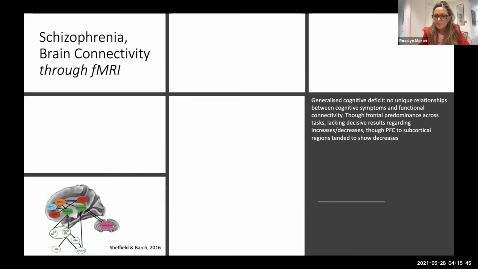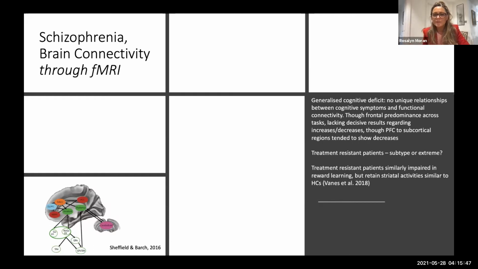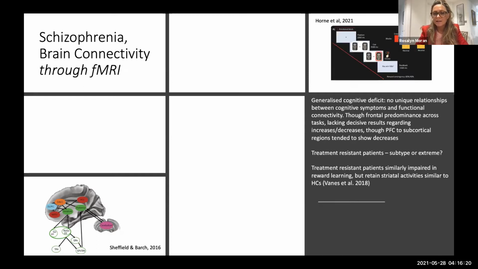And so I'm going to briefly describe just one experiment that we've been looking at recently with Suki Shergill at King's, looking at patients who were resistant to dopaminergic treatment. So these are refractory patients where there again is its own literature, which is interesting, considering whether these patients are a subtype or an extreme of schizophrenia. And what they'd shown before in mass univariate analysis of fMRI data was that treatment-resistant patients had impaired learning in reward learning tasks, but actually have sort of retained some of the striatal activity that you see in healthy controls.